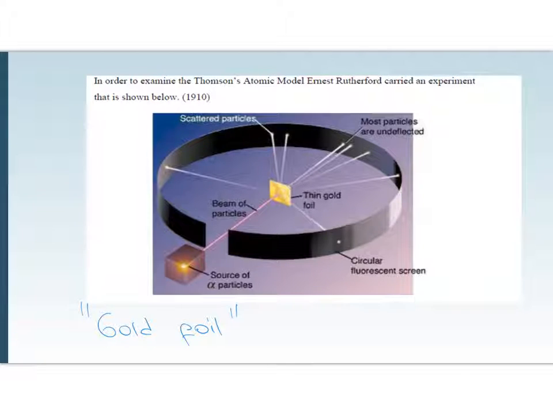or most of them should maybe be deflected like this. But during his experiment, he saw that probably 99% of the alpha particles just got through the gold foil, and only a few of them were deflected like this. So he said that the atom is not homogeneous like Thomson said. Most of the space of the atom is empty, and there is a place called the nucleus, and all the protons are located in this nucleus.